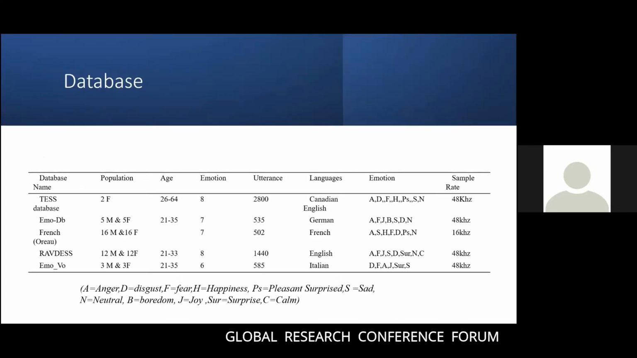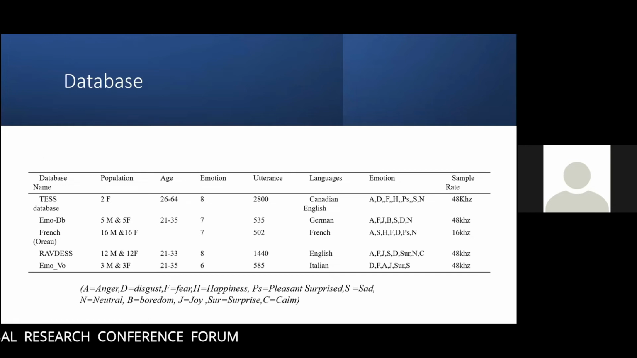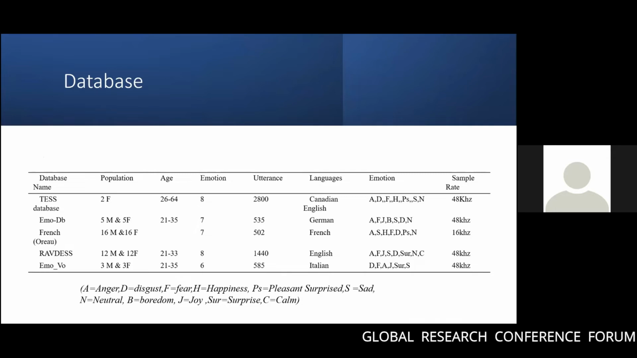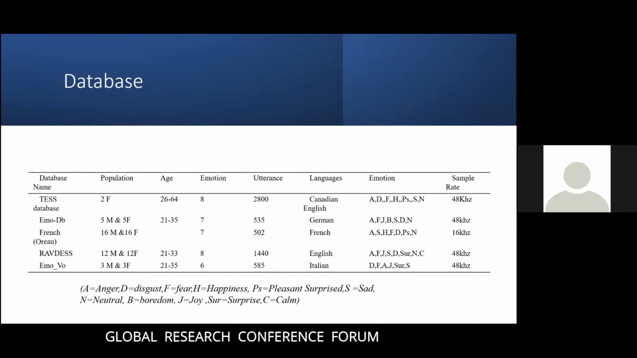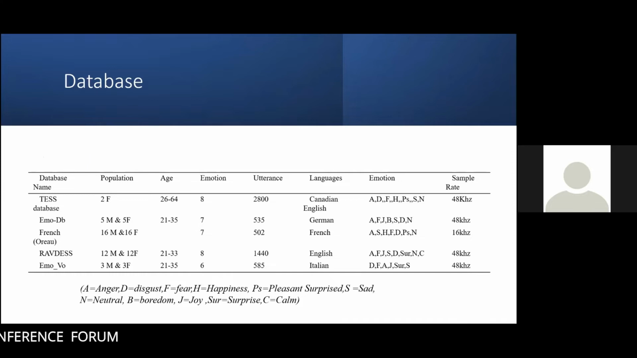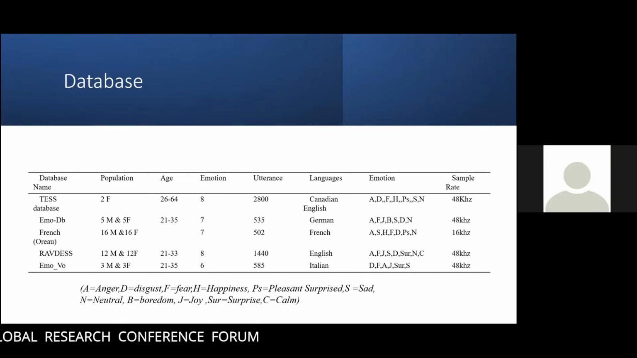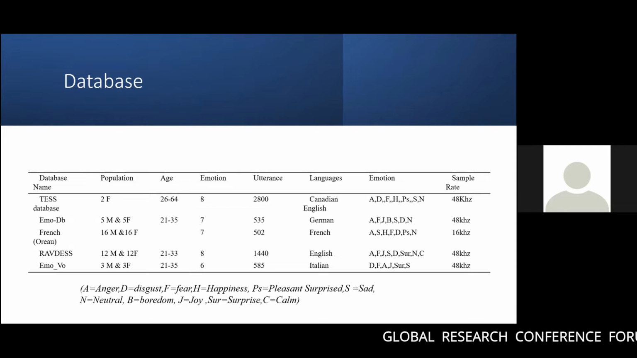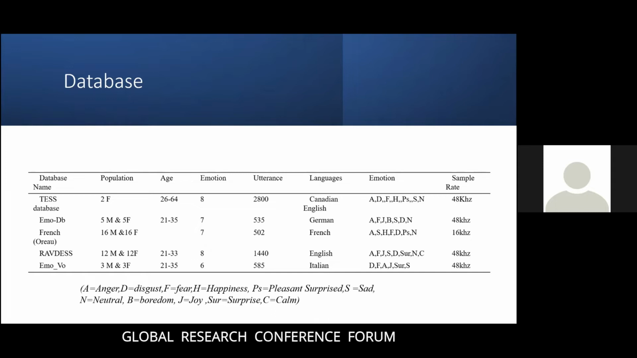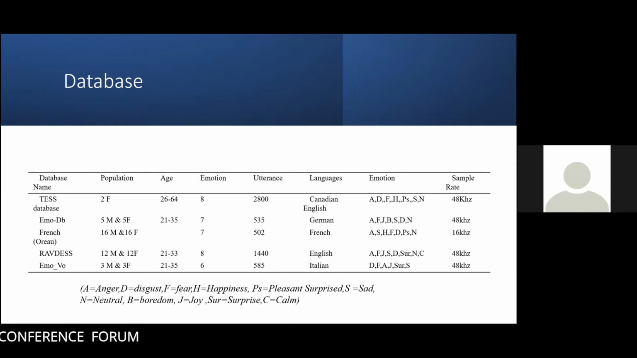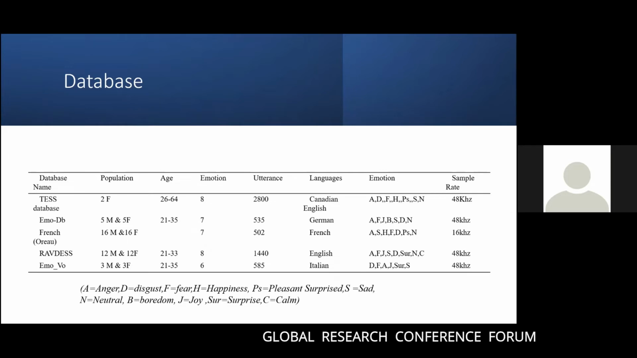So these are the databases we have actually used. TESS database, and EMODB, which is a German database. The TESS database is for Canadian English, and it has only two female actors, aged 26 and 64, with 8 emotions. In that particular database, 2,800 utterances are there. The language is Canadian English, emotions are angry, disgust, fear, happiness, etc., and the sample rate is 48 kilohertz.